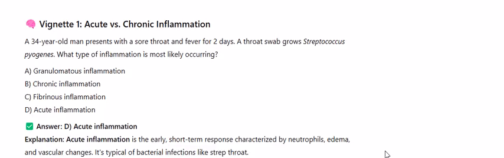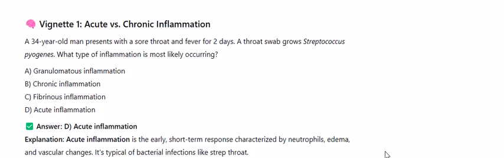Acute versus chronic inflammation. A 34-year-old man presents with a sore throat and fever for 2 days. A throat swab grows Streptococcus pyogenes. What type of inflammation is most likely occurring? A. Granulomatous inflammation. B. Chronic inflammation. C. Fibrinous inflammation. D. Acute inflammation.